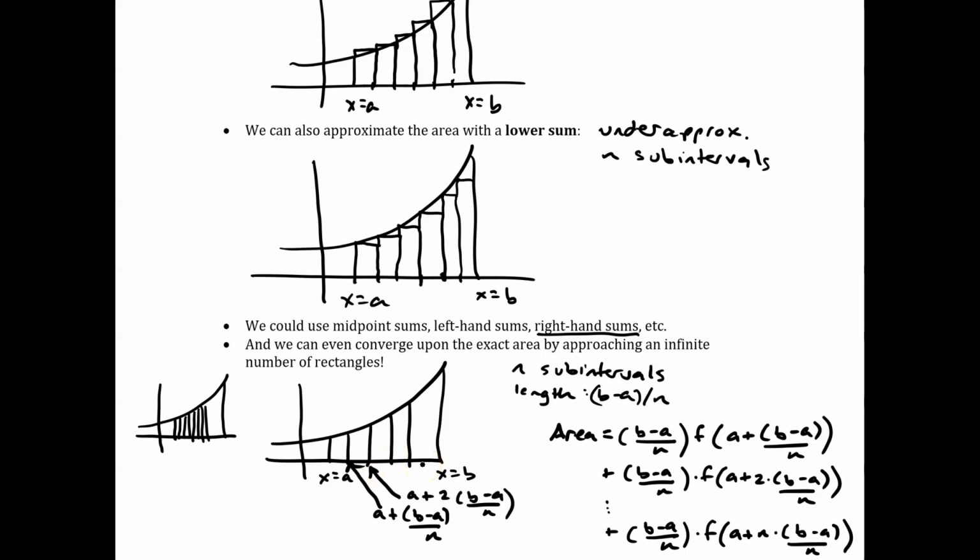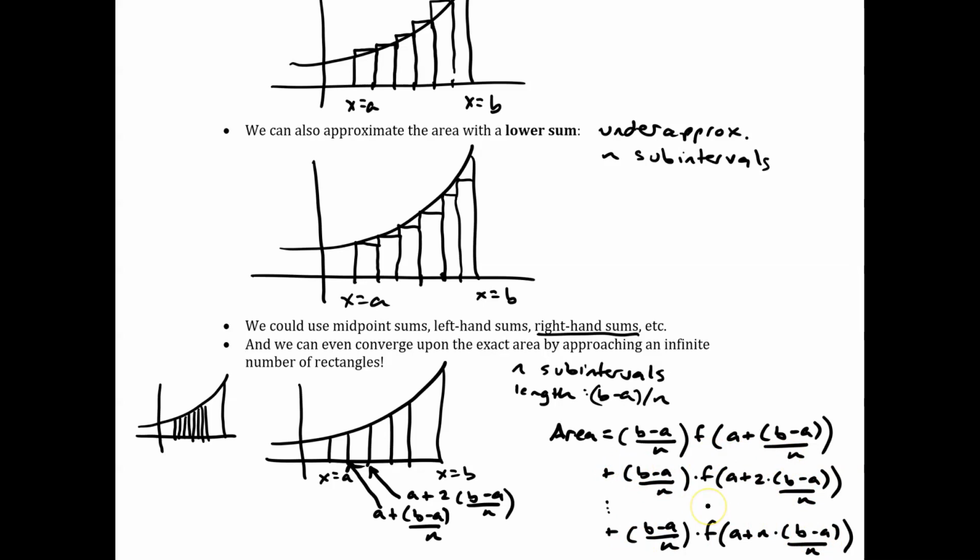And so when I have here f of a plus b minus a over n, this is really just the height of the first rectangle in my first subinterval. And f of a plus 2 times b minus a over n, that's the height of the second rectangle. And so we have base times height plus base times height, and we're going to do this n times.